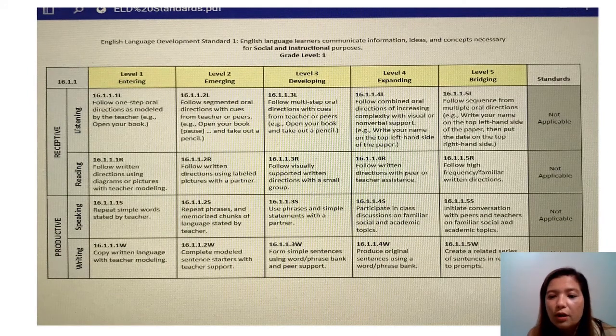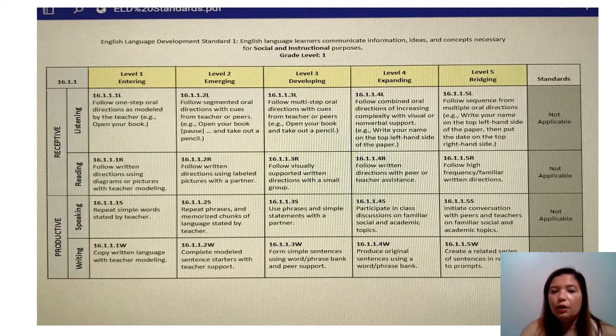So this is just one of the standards. This is for grade level 1. And as you can see, there are students who could be at any of these 5 different levels. I will let you know what level the student is at, and I will put those levels with their can-dos in your mailbox as soon as I can. So level 1's the entering, and so on and so forth. Once they hit that 6, they will exit the program.